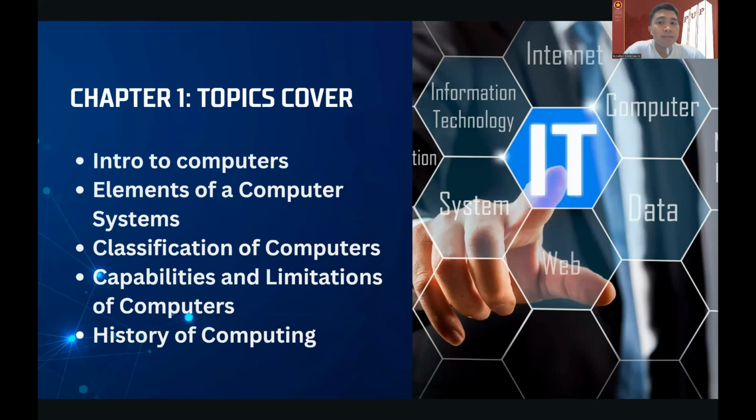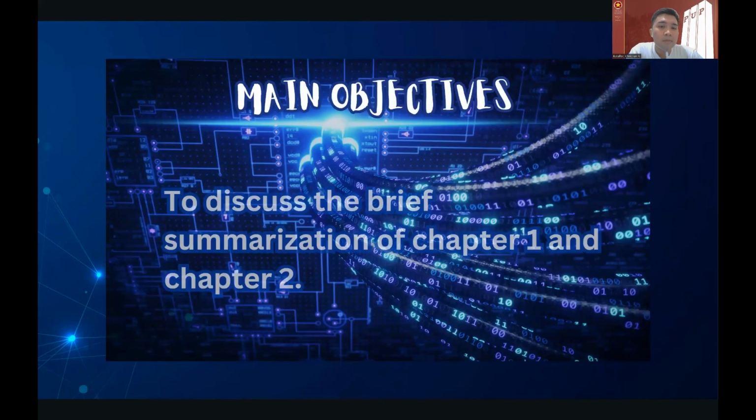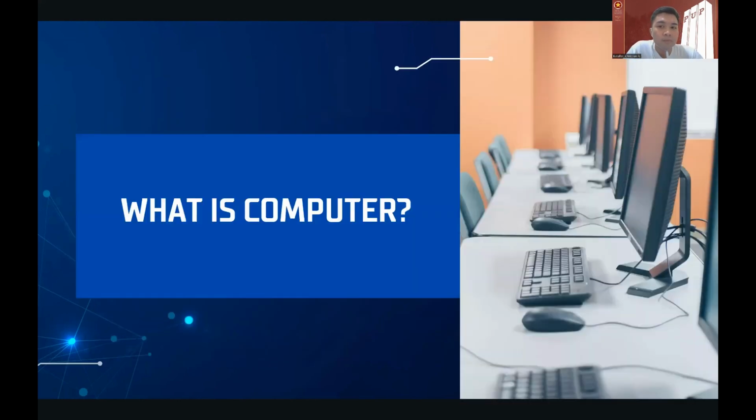So the chapter 1 topics covered are intro to computers, elements of a computer system, classification of computers, capabilities and limitations of computers, and last is history of computing. So my main objective for today is to discuss the brief summarization of chapter 1 and chapter 2. So let's proceed now to our topic.